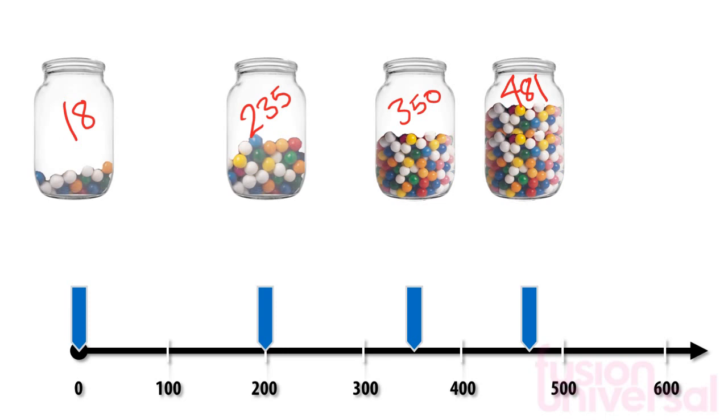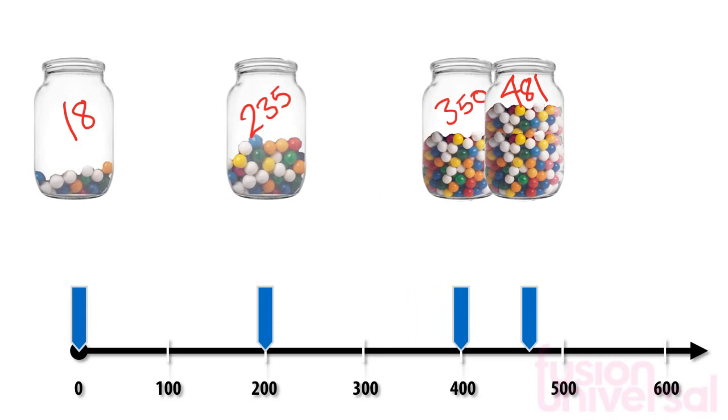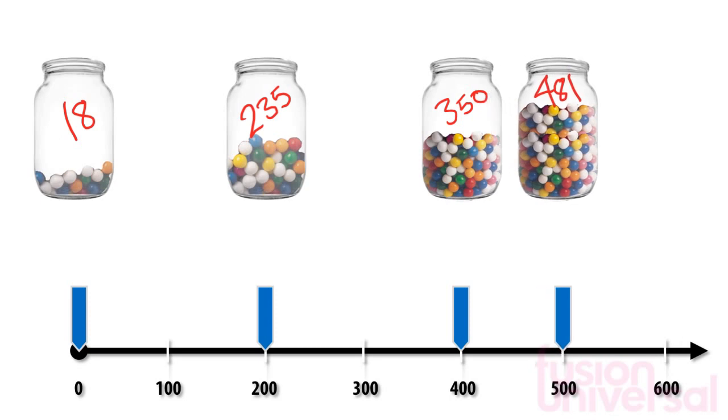350 is exactly halfway between 300 and 400. This is a special case. When it is exactly halfway between, we always round up, so this becomes 400. Finally, 481 is closer to 500 than it is to 400, so we round it up to 500.